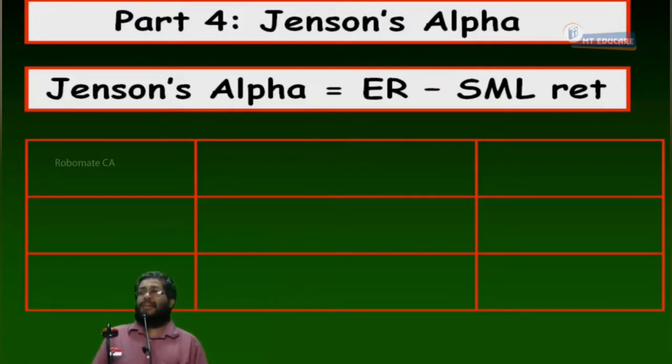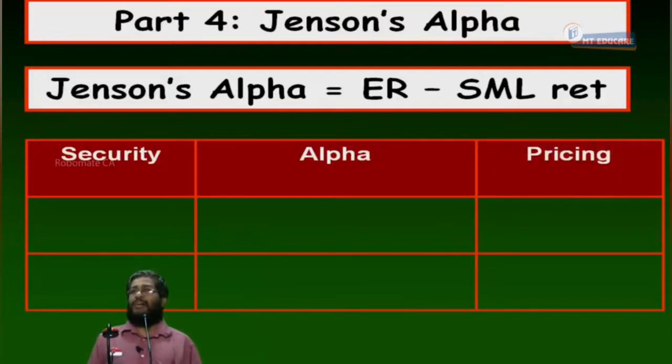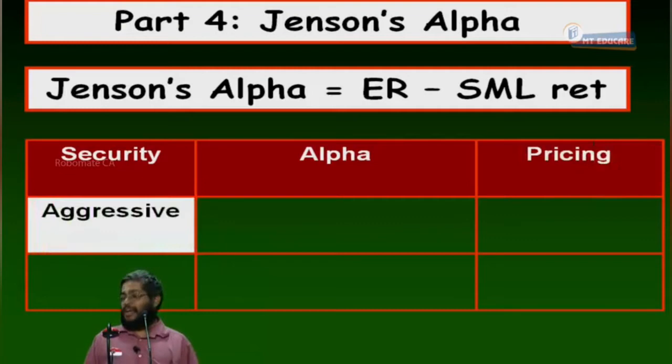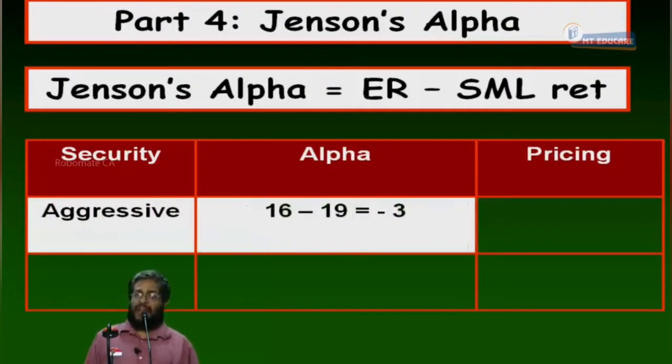What is expected return? What I believe it will give. What is required return? What I want. Can I proceed? Now, security alpha and pricing. Aggressive share: what is the expected return? 16. What is the SML return? 19. It is minus 3. So 16 minus 19 is minus 3.